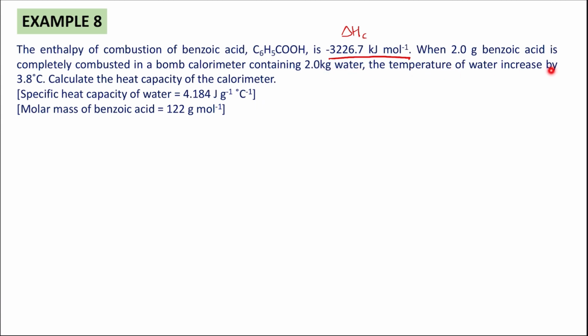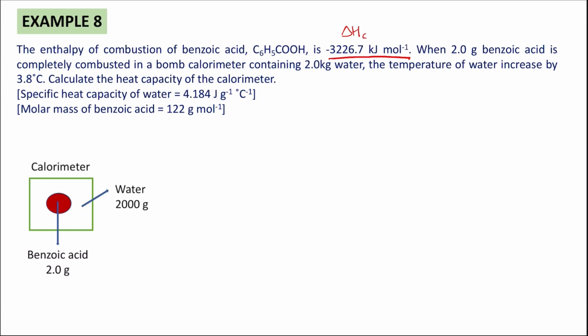The temperature of water increased by 3.8 degrees Celsius. So this is our delta T. So keluarkan information, kita ada calorimeter, dekat tengah ada benzoic acid, di mana benzoic acid ini dia reacts dengan water juga dalam calorimeter. Dan benzoic acid mass dia adalah 2.0 gram. Mass untuk water adalah 2000 gram.